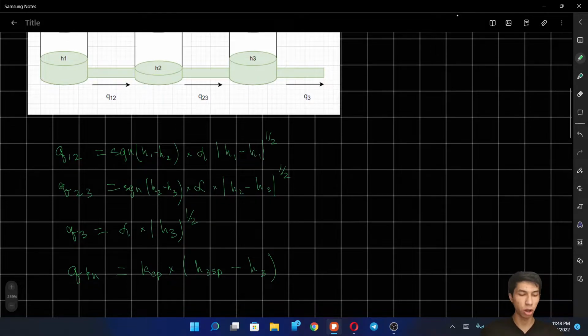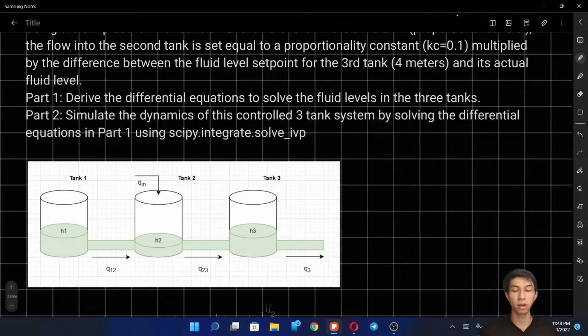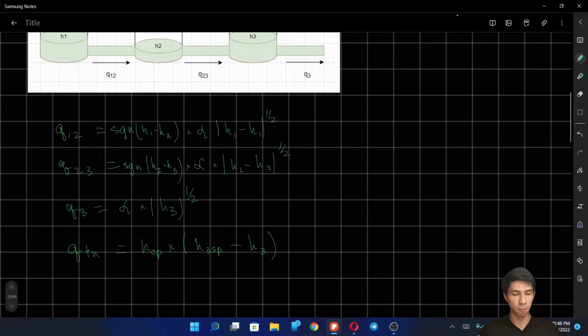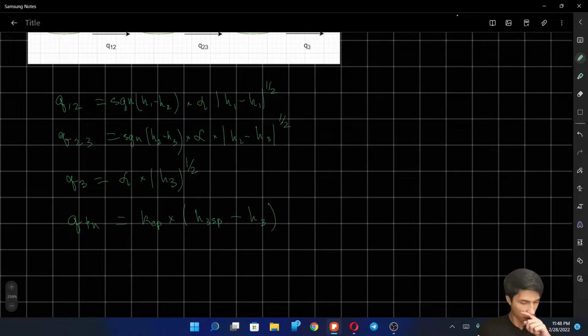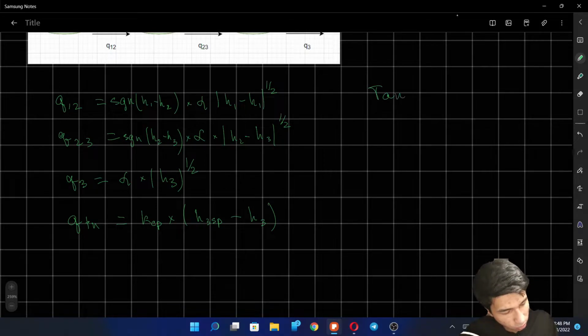So now let's try to determine a differential equation to solve using the Python code, which is going to be the second part of our problem. As we have 3 tanks, we are going to have 3 individual differential equations, one for each tank. So let's start from here.